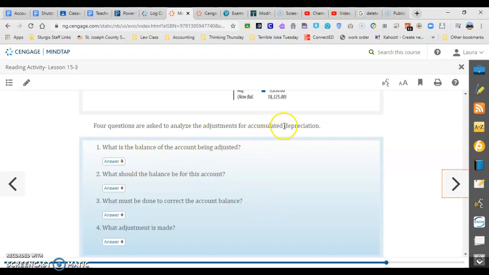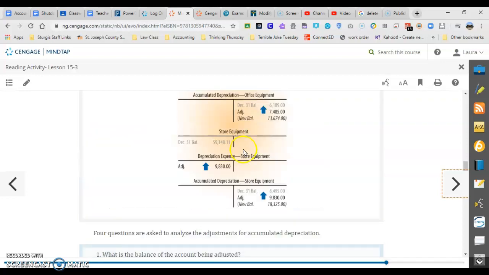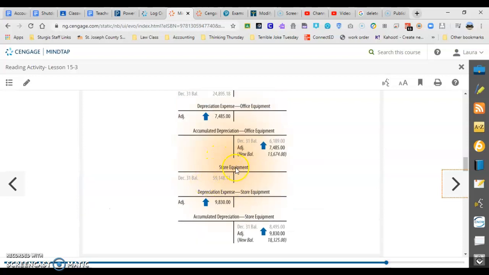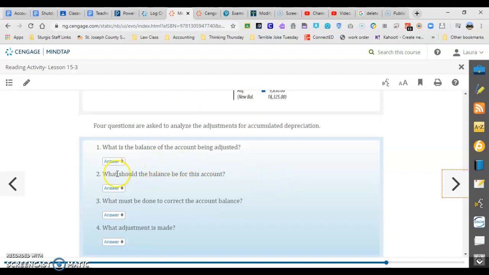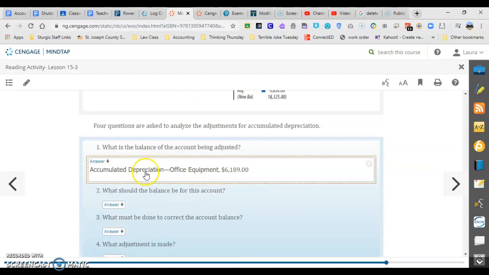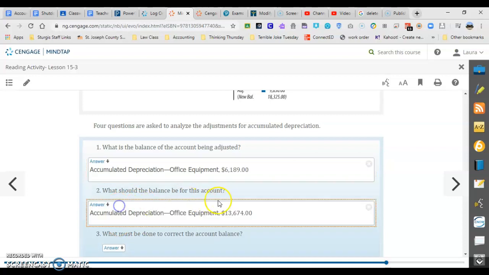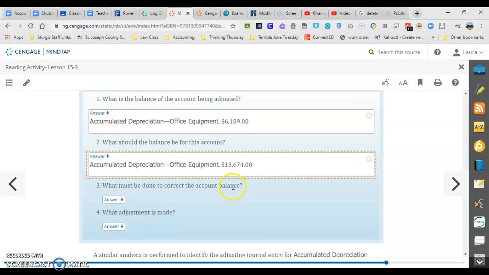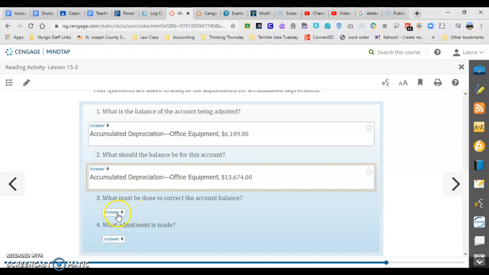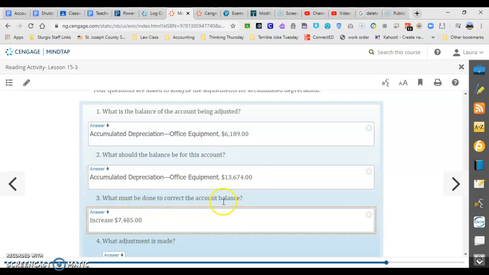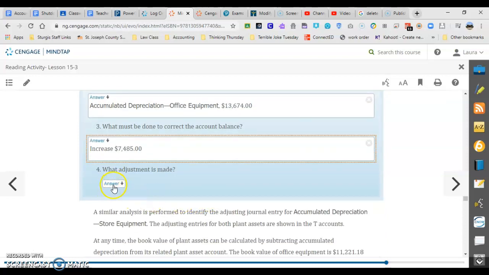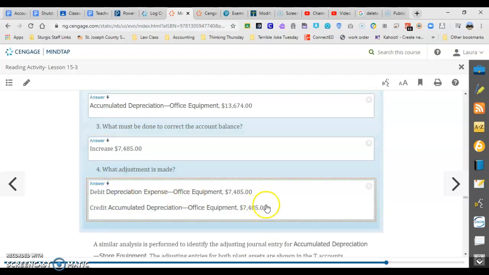So accumulated depreciation has a balance opposite, it's a contra account to your asset account. So store equipment, this is a contra account. The balance of the account being adjusted is accumulated depreciation office equipment. The balance for the account should be a credit, right? So the new balance, what must be done to correct it? You're going to increase it by $7,485, and then you would debit depreciation expense, credit accumulated depreciation.